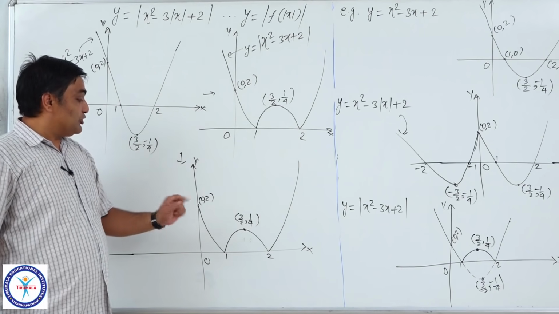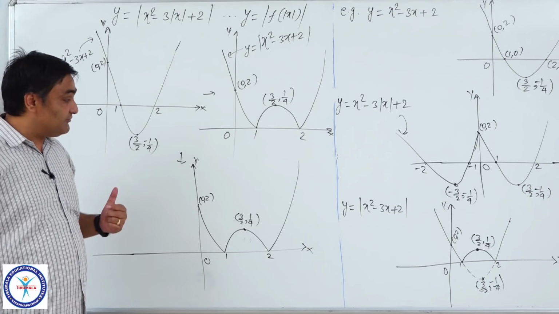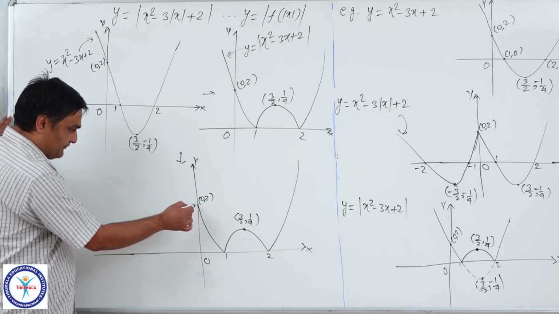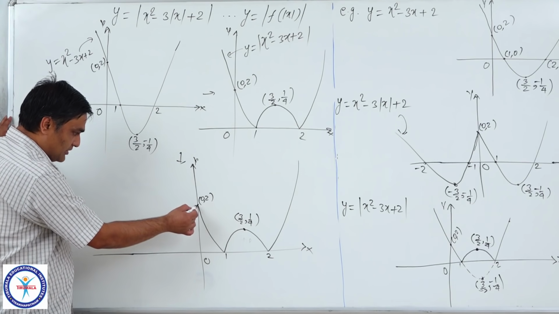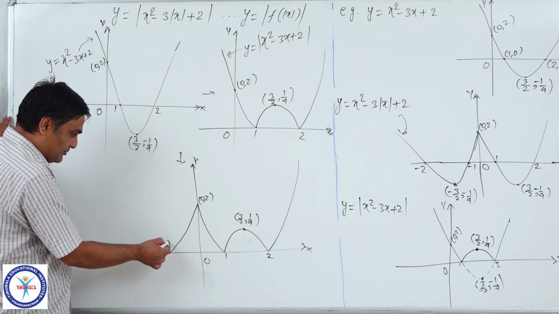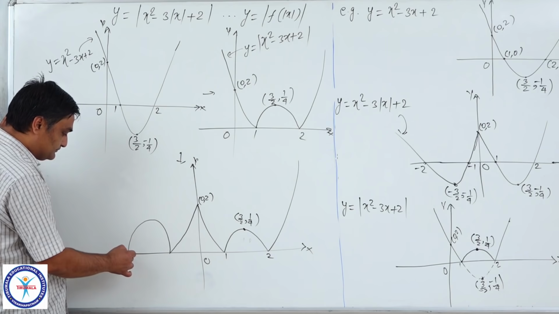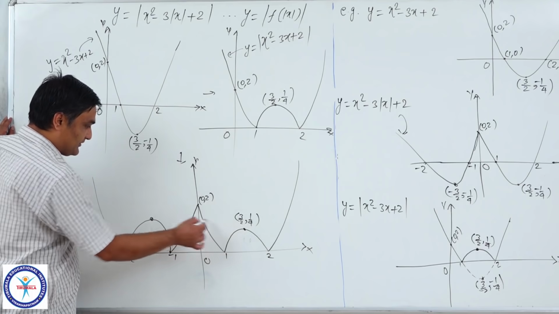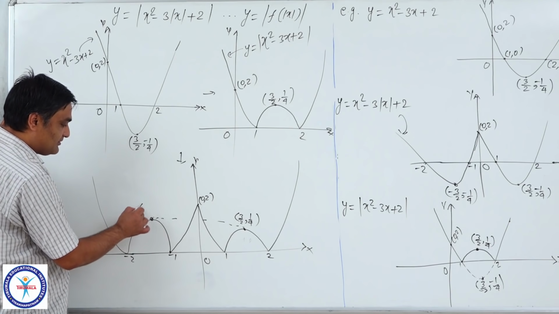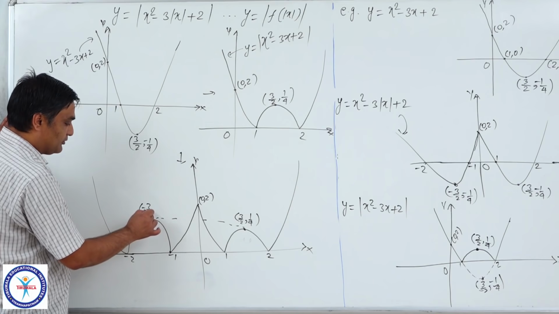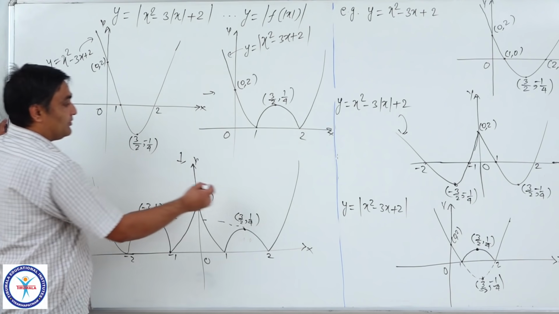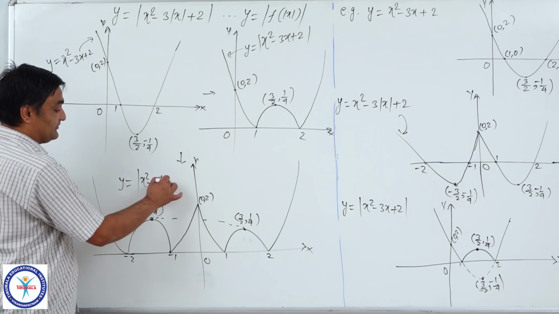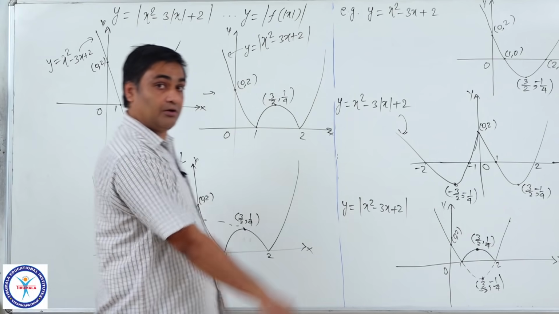And for putting a mod sign on x, the transformation will be like this: take the mirror image of this graph in the y-axis. So if we take the mirror image in the y-axis, it will be like this. -1, -2 and this vertex are in the same straight line. This vertex will be -3/2, comma 1/4. So now this whole is the graph of y equal to mod of x square minus 3 mod x plus 2.